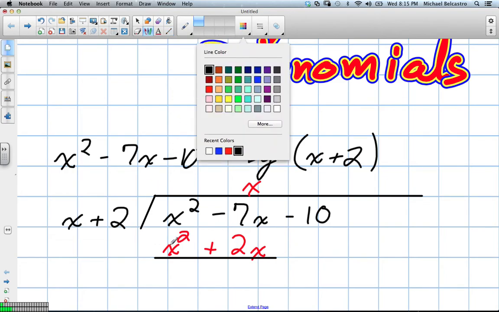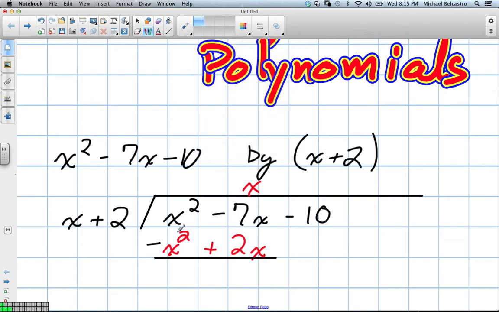So we go about subtracting. What is x squared subtract x squared? 0. They cancel out. So there's the more important one. Negative 7x, subtract positive 2x. What's that going to give us? Negative 9. Good. So we get negative 9x. And then we bring down the next term, negative 10.